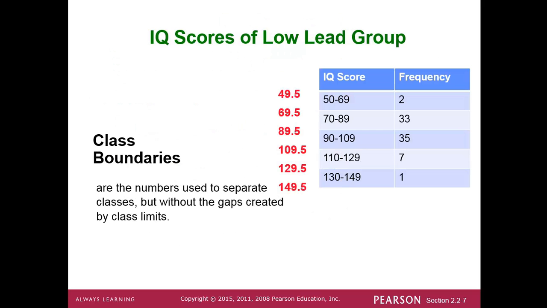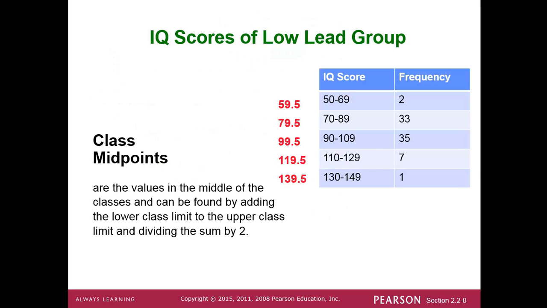Class boundaries are the numbers used to separate the classes. So for example, between the class that ends at 69 and a class that starts at 70, if you thought, for example, of like a fence between the two properties, you would put it at 69.5. It's exactly halfway in between the upper class limit of the lower class and the lower class limit of the upper class. Once you've established one of those, you'll notice that all the others are 20 apart, just like your classes themselves are 20 apart with where they start. So once you figured out one, the mathematics of it is pretty straightforward.